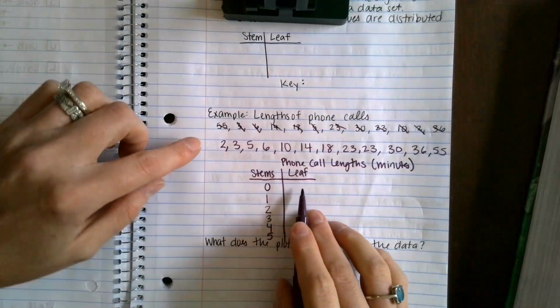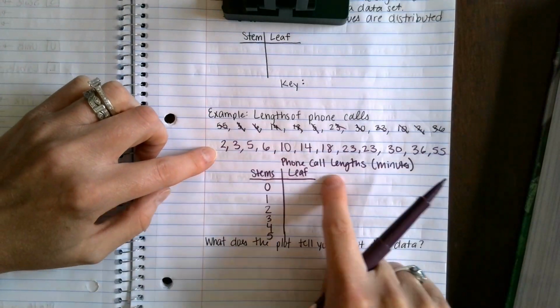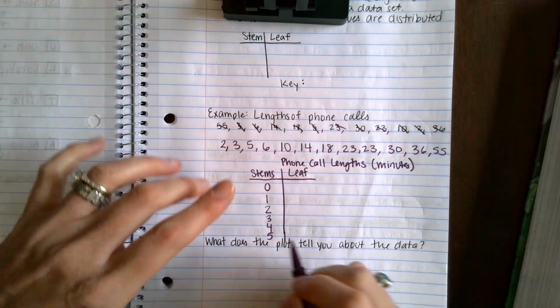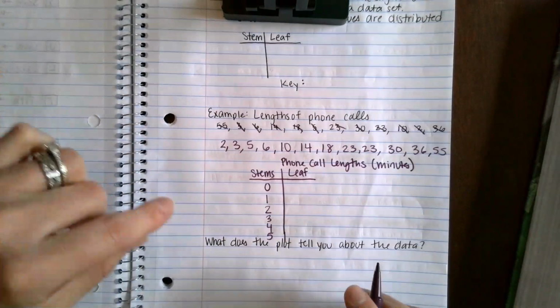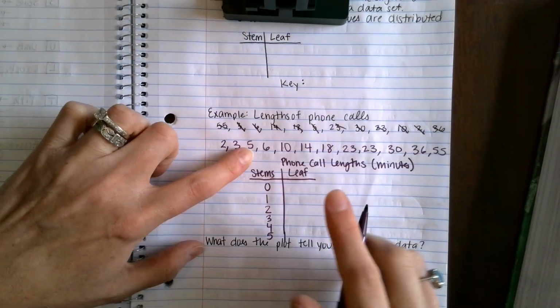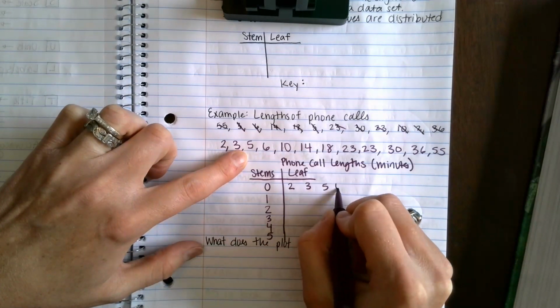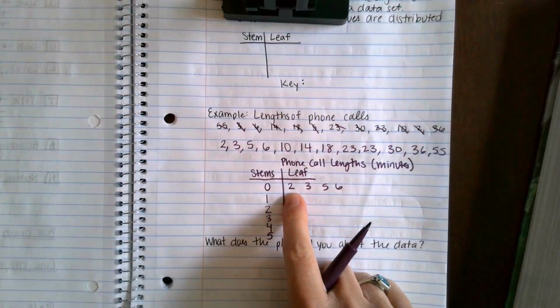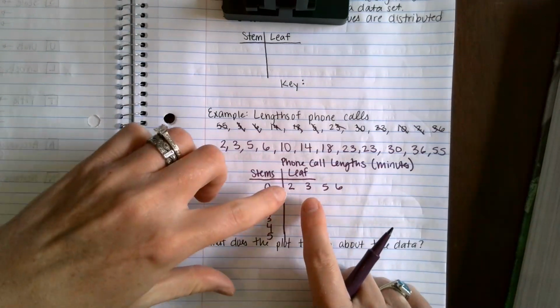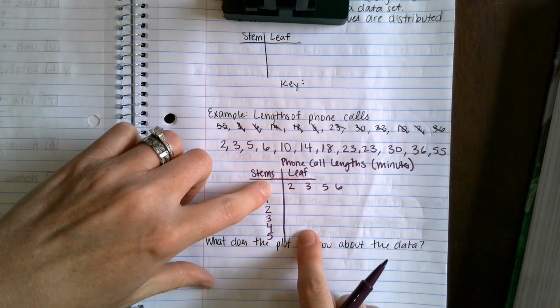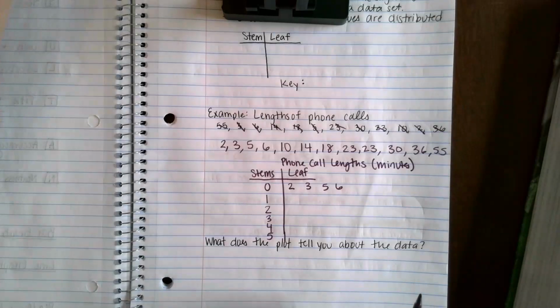And then my leaves, I write my leaves horizontally. You still include, well, we'll talk about that in a second. So here I have 2, 3, 5, and 6, and I put those in order. You don't separate them by a comma, you just list them. And then I'm going to put any of them, order it below as well.